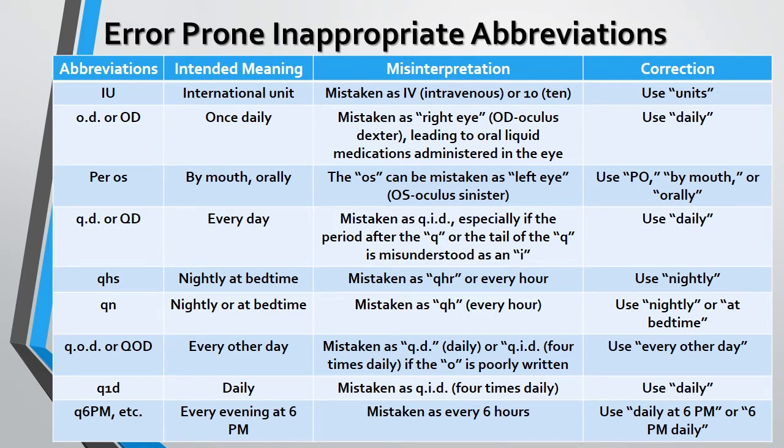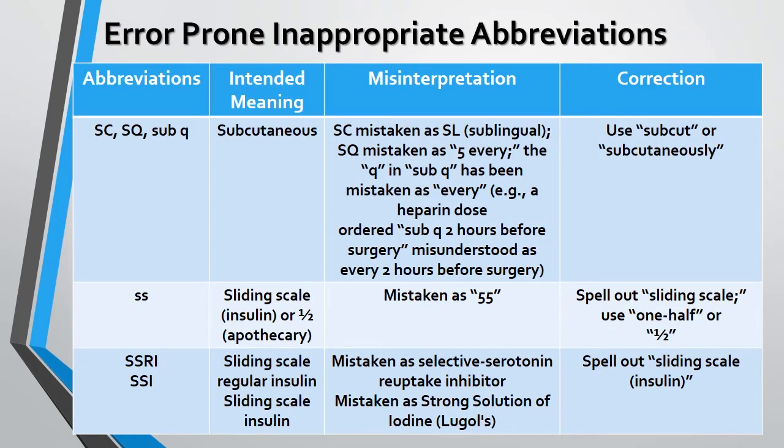The frequency mentioned like Q6 p.m., with an intended meaning of every evening at 6 p.m., can be misinterpreted as every 6 hours. The correction to be used should be daily at 6 p.m. or 6 p.m. daily. The abbreviated term for subcutaneous route can be SC or SQ or sub-Q, which can be misinterpreted: SC as sublingual, SQ as 5 every, and Q in sub-Q as every. So the correction to be used should be written as subcutaneously.